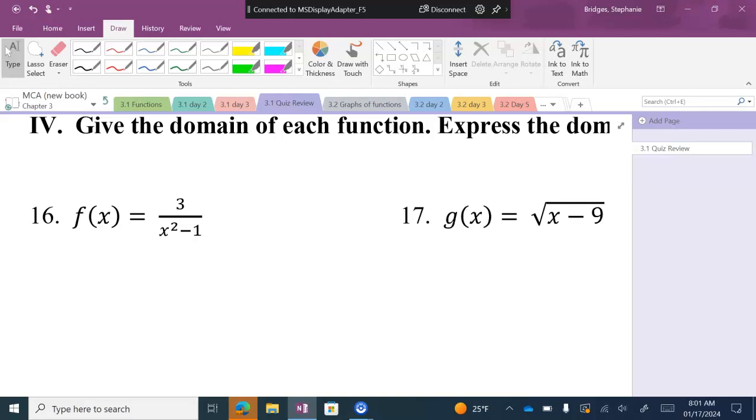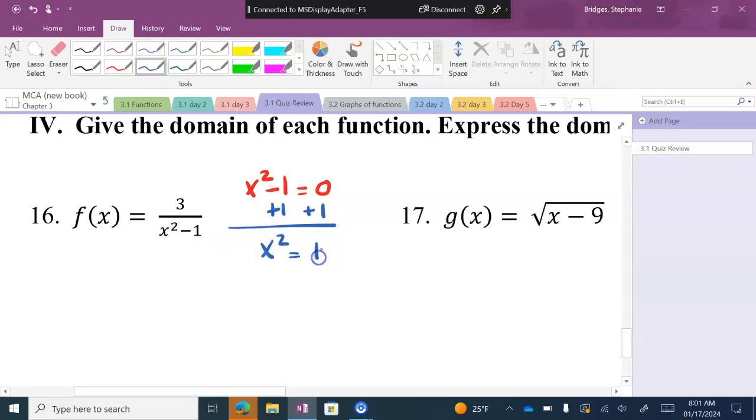A fraction. So if we remember from yesterday, what we need to figure out is what makes that denominator turn to 0. So we're going to take that denominator. I don't care about the top part. I'm going to set it equal to 0, and I'm going to solve for x. So I'm going to add my 1 over. That gives me x squared equals 1. Then we're going to take the square root, and we talked about this yesterday. We have to make sure we take into account both numbers. So what do I put in front of that 1? Plus or minus.